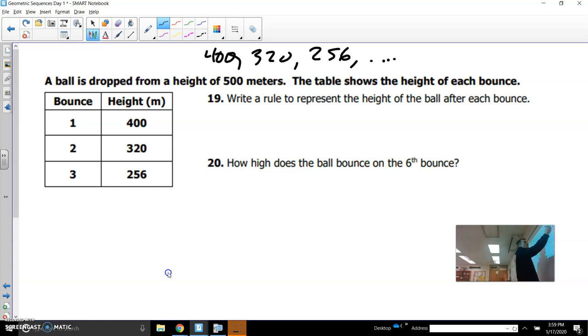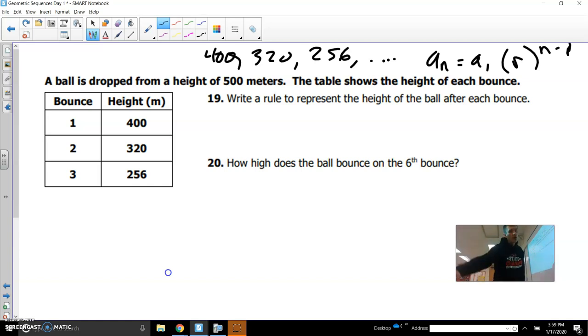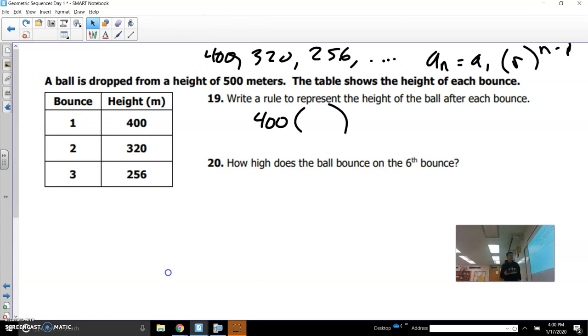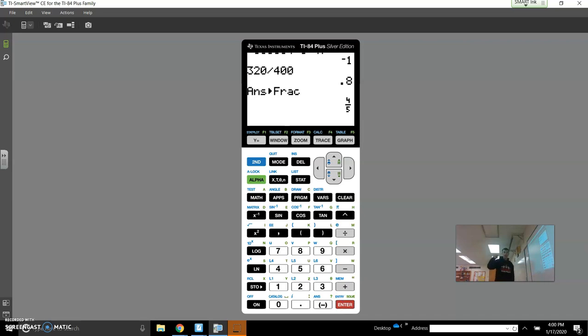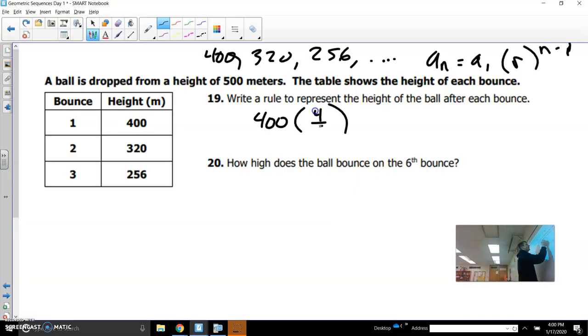So we're going to write a rule. Again, writing a rule involves a quick little formula. The first number multiplied by the common ratio, and then n minus 1 for the exponent. So it looks like my first number is 400. But I may need to divide that second and first number, 320 divided by 400. This will allow me to see that basically I'm multiplying by 0.8, or I'm getting 4/5 of what I had previously each time. And so I want to put 4 over 5 in here. You could also put 0.8. It's the same thing. It wouldn't matter really when you calculate it. And then n minus 1 for the power. So that was the first part. Write a rule to represent height of the ball after each bounce. So you need n in the answer.